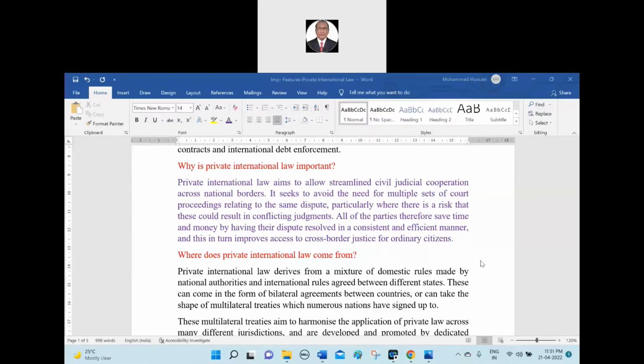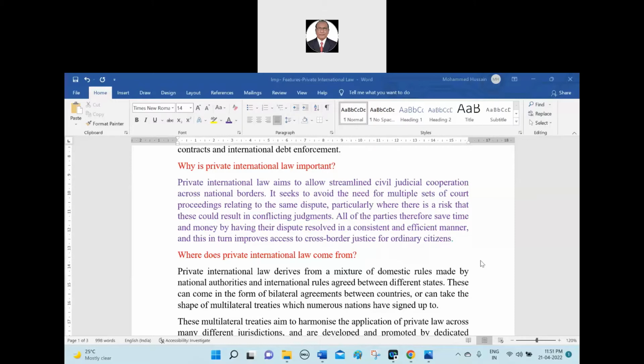So the main aim of private international law is to allow streamlined civil judicial cooperation. It will always see that justice is given to the parties who come to the court. Why do we say across national borders? There should be two countries involved: one subject from one country, another subject from another country. So it seeks to avoid the need for multiple sets of court proceedings. It wants to avoid many multiple cases when the facts and the law are the same.